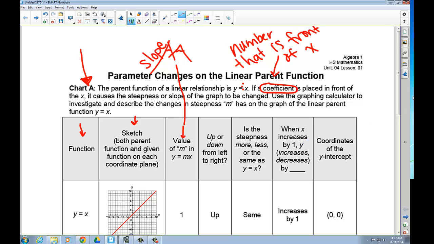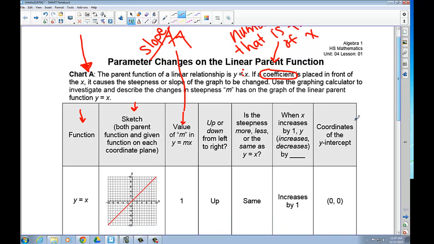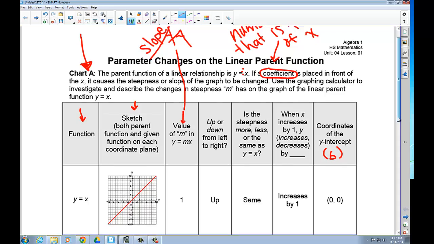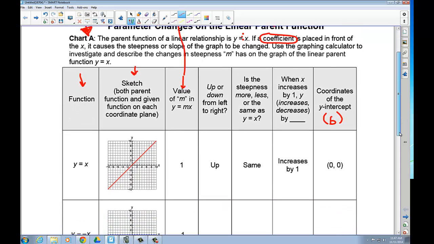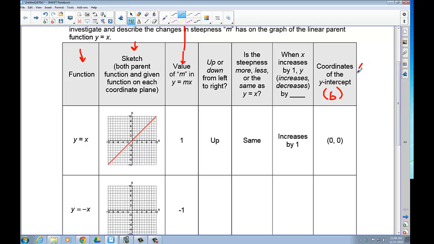We'll look at our graphing calculator with that. And the coordinates of the y-intercept. And the y-intercept, remember, the y-intercept is our b, also known as b, where it crosses the y-axis. And we can write that just so that we don't forget: where the graph crosses the y-axis.